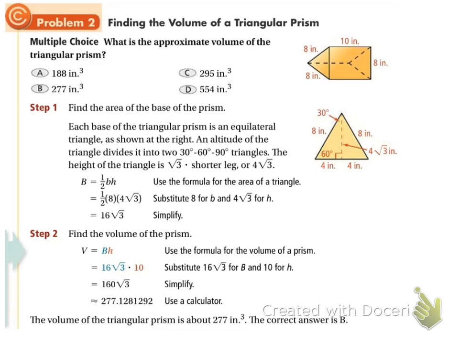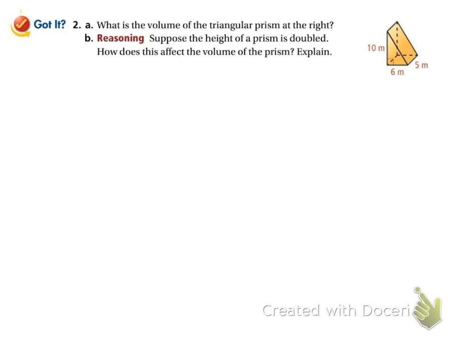Okay, so now we're going to look at triangular prisms. Your book does one that isn't a right triangle, and we've got to get into all of this, or you could use some SOHCAHTOA in there as well. But we're going to do one that is a right triangle. So, remember, volume is equal to the area of the base times the height.